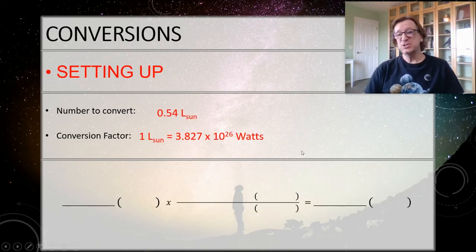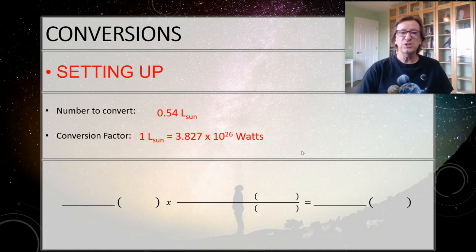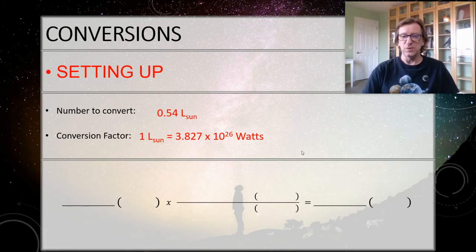All right, now this isn't just with grams and earth masses. We can do this with anything. So I want you to test yourself. Let's say that I've got a star here that is 0.54 solar luminosities. I want you to figure out how many actual watts that is. Remember, a watt is a unit of power. So the sun is one solar luminosity. The sun is putting out 3.827 E26 watts. Now you tell me how many watts is this particular star, this 0.54 one?